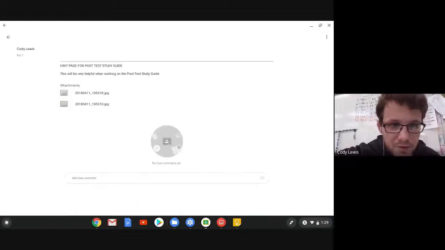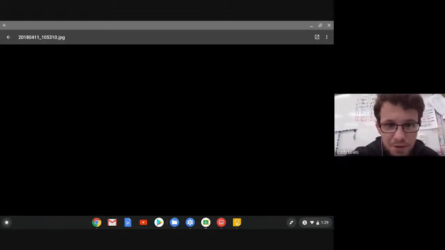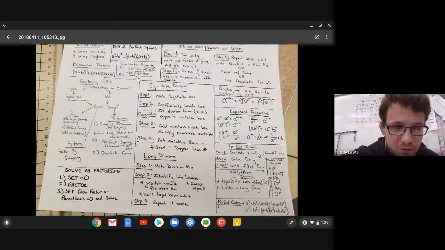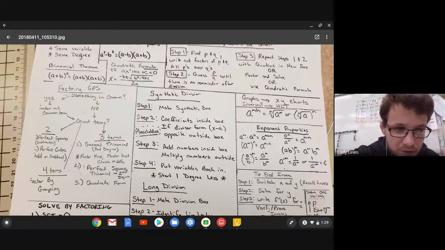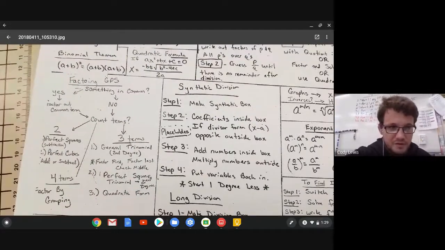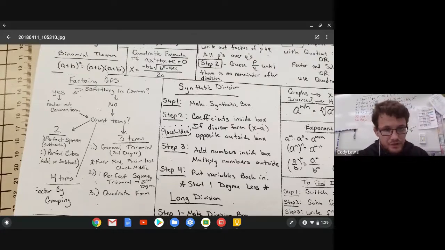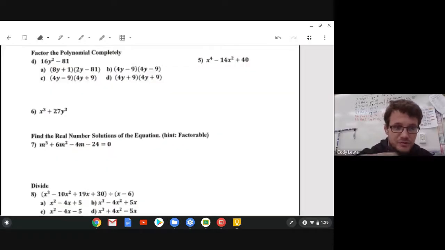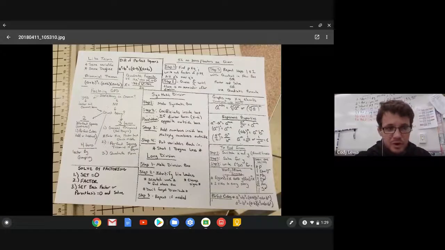Here it is. Hint page. That's what I was looking for the whole time. So what I'm going to be using for this problem is right here. I'm using this factoring GPS. So I'm going to look for something in common. I'm going to say no. Then I'm going to count the terms. So there's 2 terms.